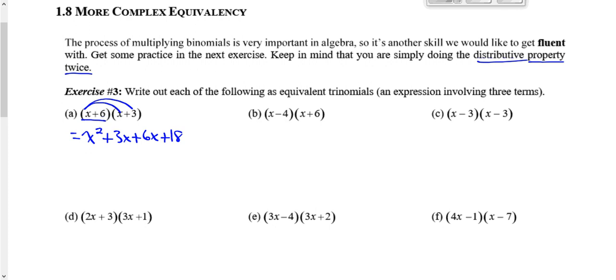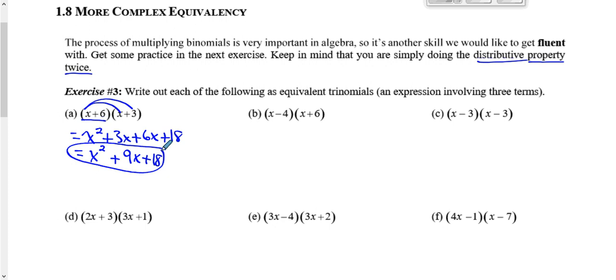Okay, so now let's combine like terms. X squared plus what? What now? 18, that's 9x. 9x plus 18. Okay? Let's try the next one, part B.